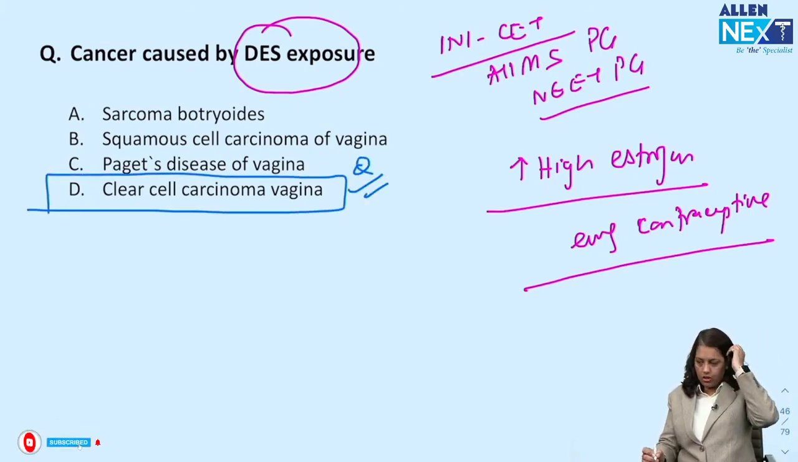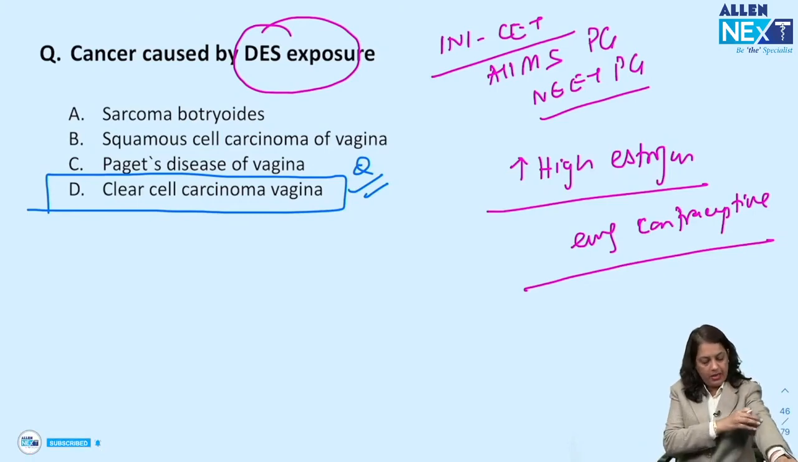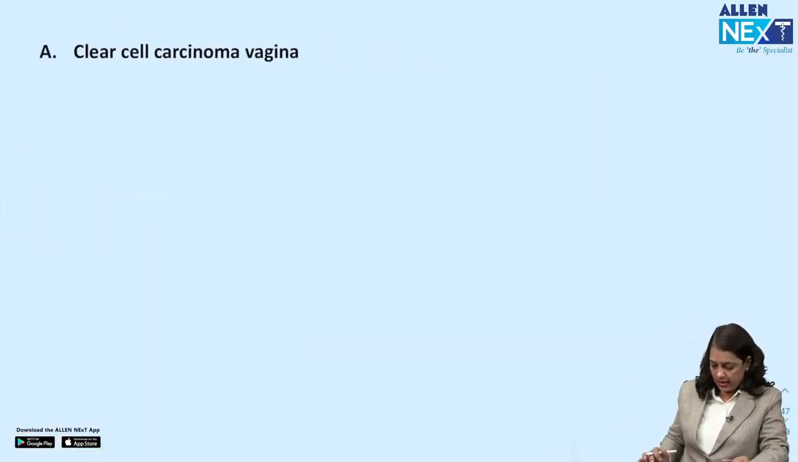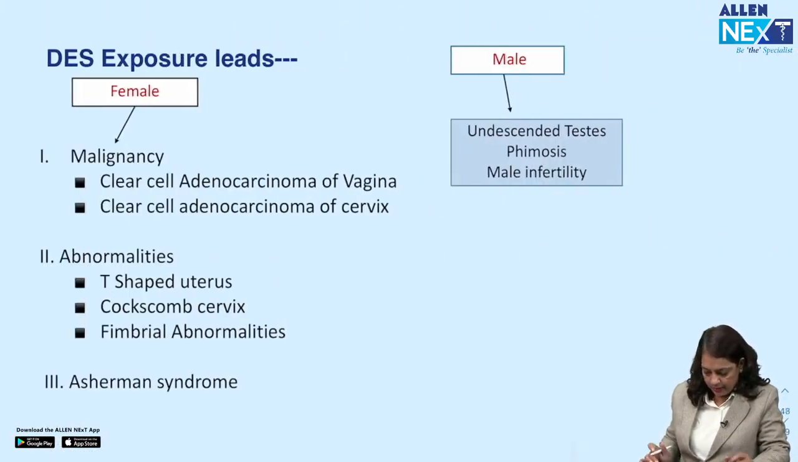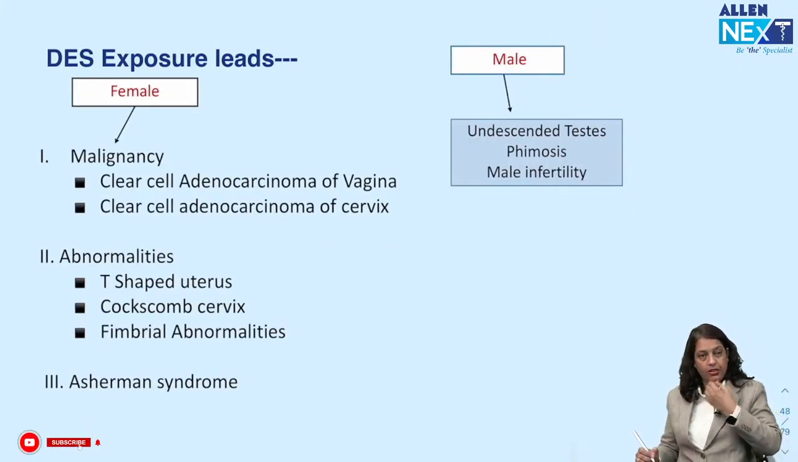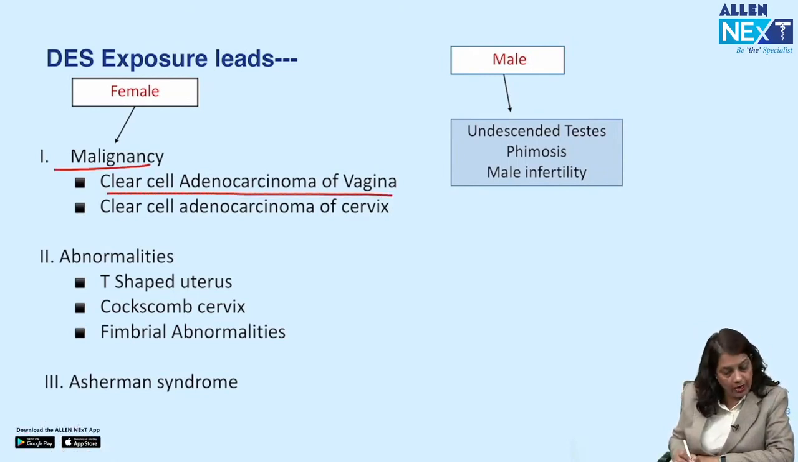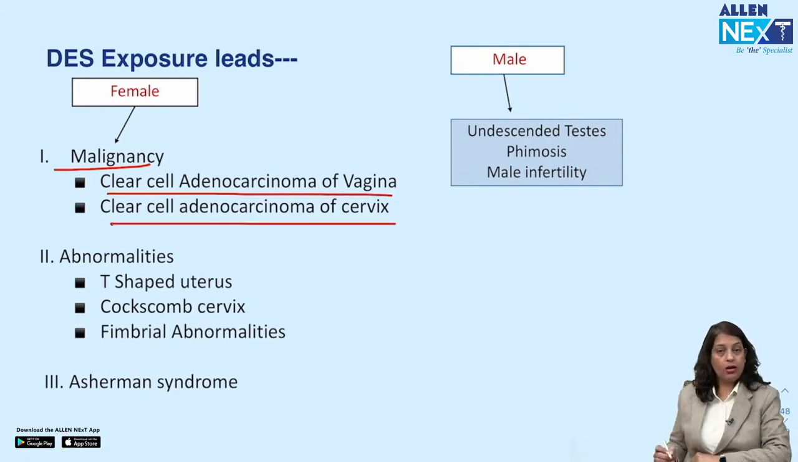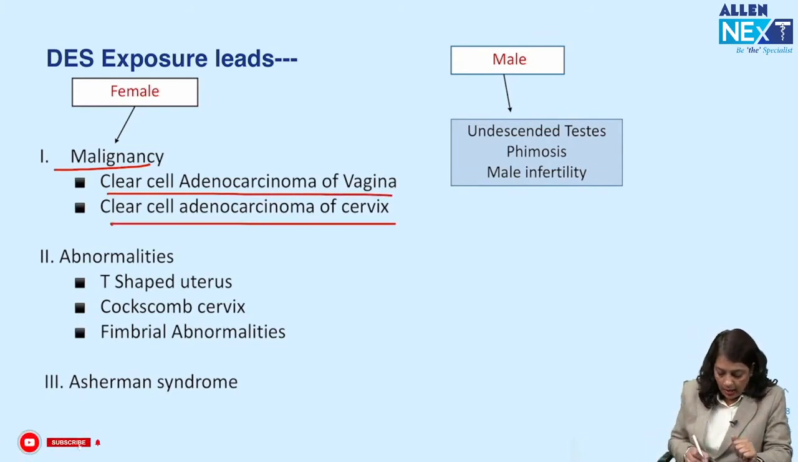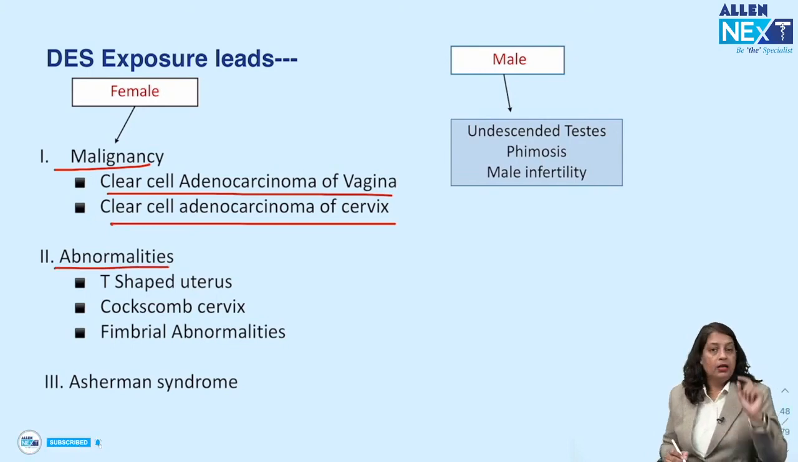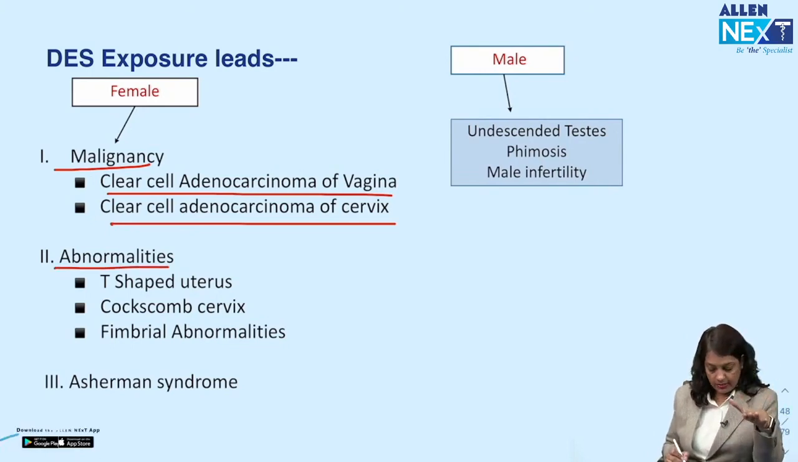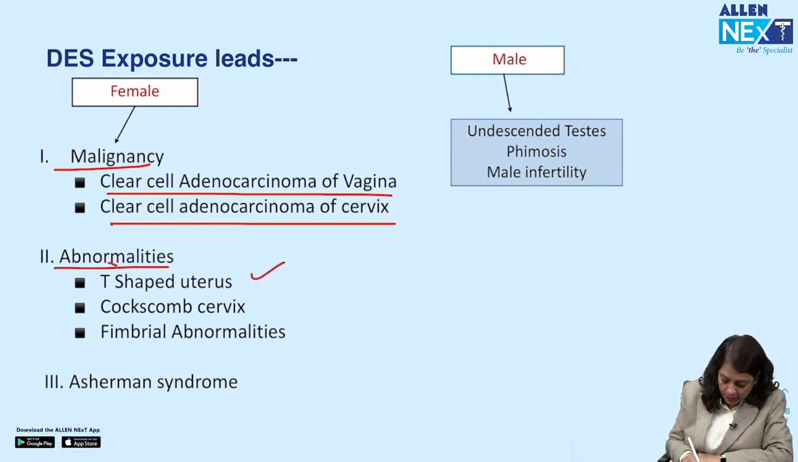This is something which is important. So please pay attention to my next slide, which is important, on DES exposure. If the child is a female, what kind of malignancy can occur? Clear cell adenocarcinoma of the vagina and clear cell adenocarcinoma of the cervix. And what is the problem? In the uterus or cervix as such, there can be a T-shaped uterus.